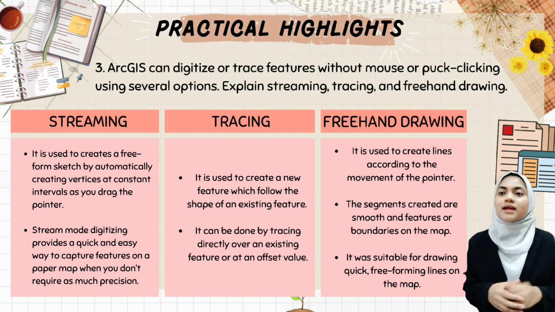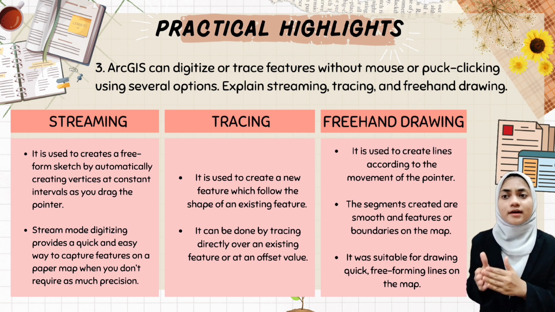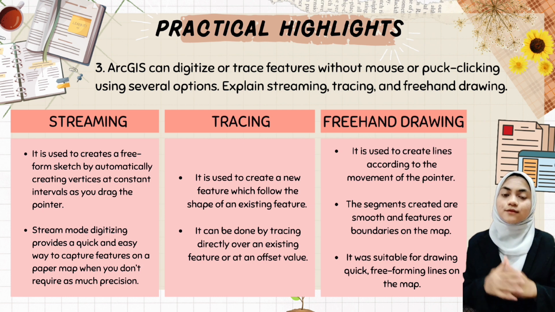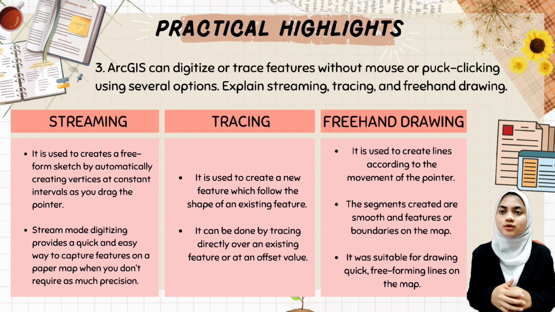Tracing is used to create a new feature which follows the shape of an existing feature. It can be done by tracing directly over an existing feature or at an offset value. While freehand drawing is used to create lines according to the movement of the pointer. The segments created are smooth features or boundaries on the map. It is suitable for drawing quick, free-form lines on the map.